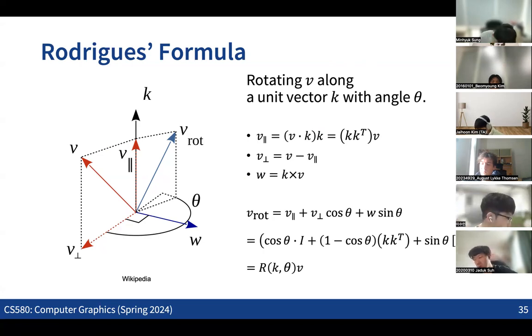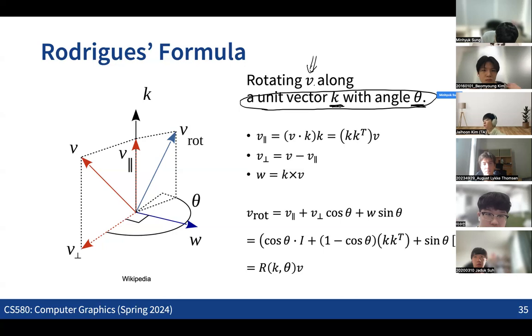So in the Euler–Rodrigues formula, what we can say is, let's think about making a rotation along the unit vector k with the angle theta. So here the first question is, when you want to make a 3D rotation with the axis k and the angle theta, rotating the vector v, how can we represent this rotation with the axis k and theta in 3x3 matrix form?